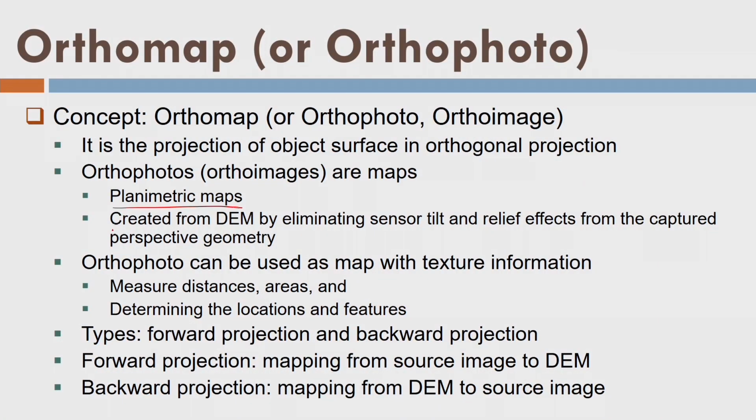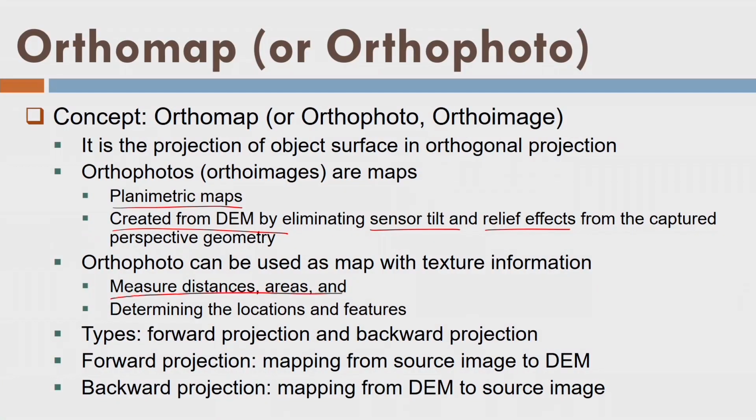When we used to have the photos, we used to have orthophoto. But now we have images, we are using ortho image or ortho map. Basically, it is a planimetric map and it is created from DEM by eliminating sensor tilt and relief effects. In case of stereo pairs, we have relief displacement. If I remove this relief displacement, building top will exactly coincide with the building bottom in the image, and that image will behave like a map. So I can measure distance and areas and determine the locations and features also. That means I can say what is building, what is tree, and where is building, where is tree.